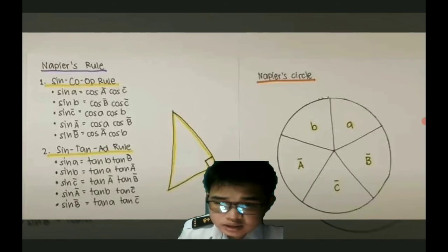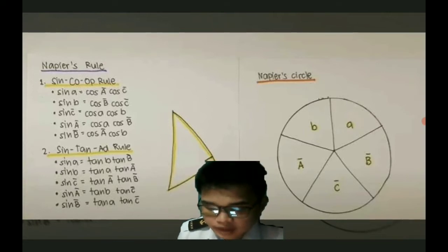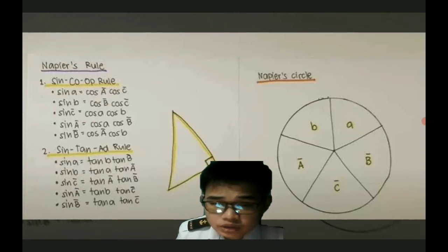So now let's proceed to the sine tangent adjacent rule. It is the sine of any middle part equal to the product of the tangents of the adjacent parts. So therefore, sine is equal to tangent of the adjacents. For example, given sine C bar, the adjacent parts are tangent A bar, the angle A bar, and tangent side B.